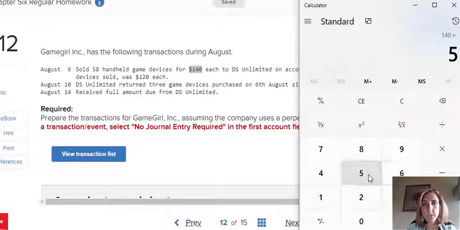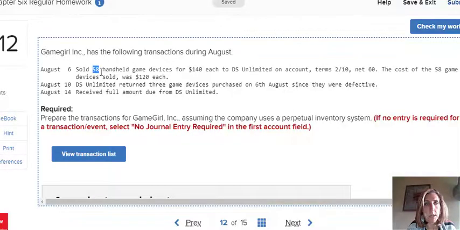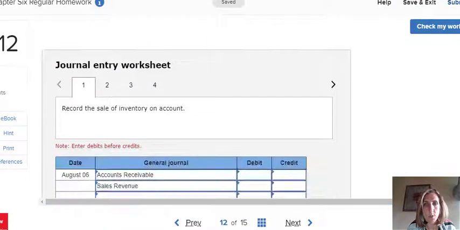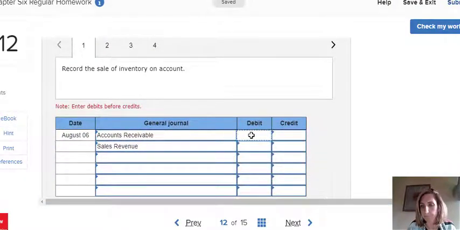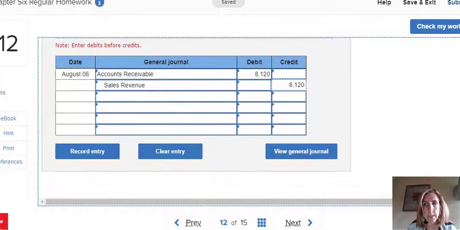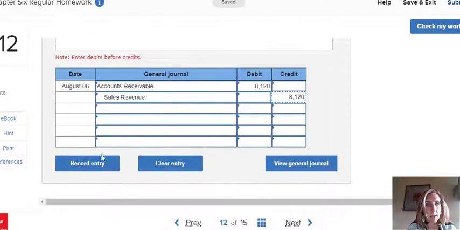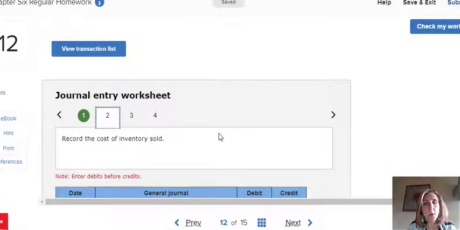So I sold 58 devices for $140 each. Right there is your 58. Mine said $8,120 is what I would record as the revenue in the accounts receivable. That is the initial sale of my product. I'm going to need to record the cost of that product that got sold.